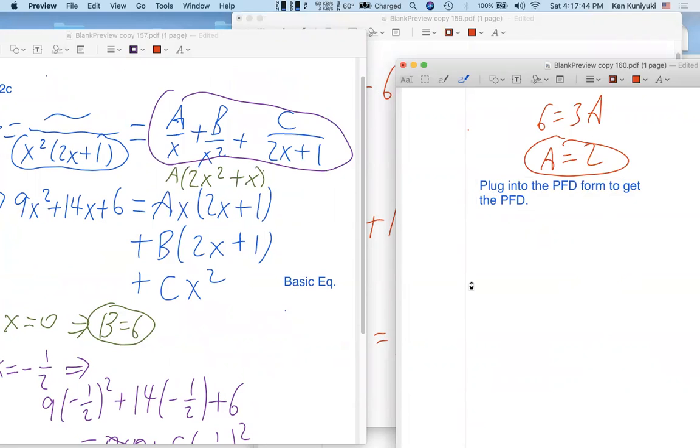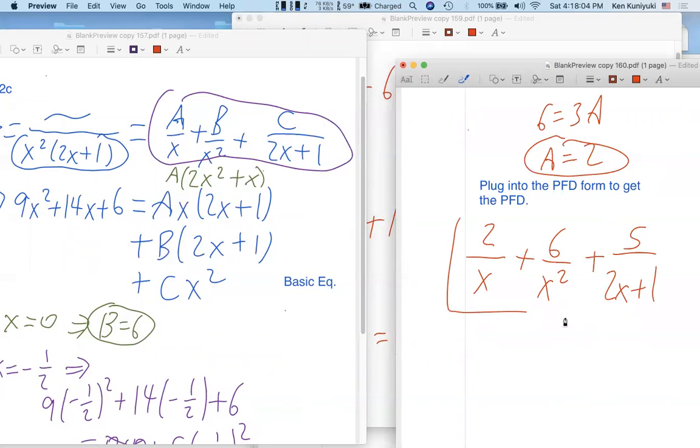Okay, so it's 2 over x. You don't have to rewrite the original. The PFD is this: 2 over x plus B was 6, 6 over x squared, plus C was 5, 5 over (2x plus 1). Now, you can reorder the fractions, but the tops must match with the bottoms. So you can have 6 over x squared plus 2 over x, like you did a reordering of fractions. That's okay if the corresponding signs attach. So you can reorder the terms, but the tops have to match with the bottoms, right?